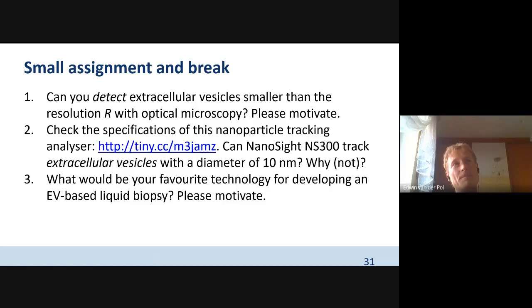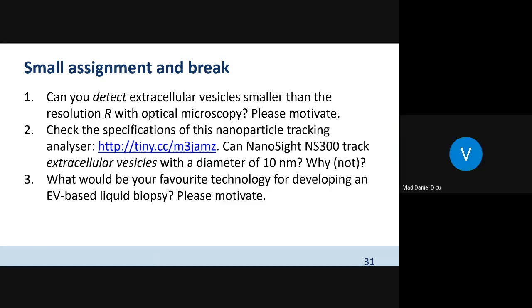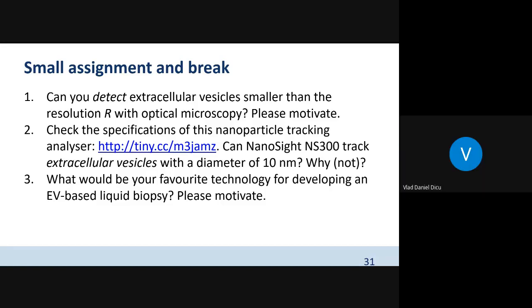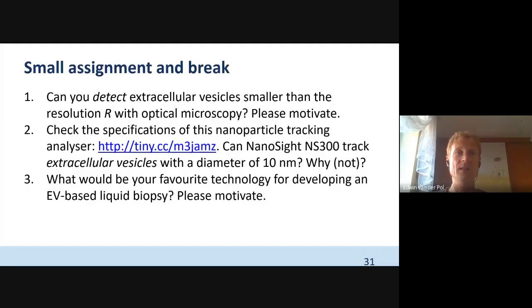So if we just assume that our vesicles are solid spheres, on which two properties of this sphere does light scattering depend? The radius. Sorry? The radius of the spheres. Exactly, the radius. That's very good.